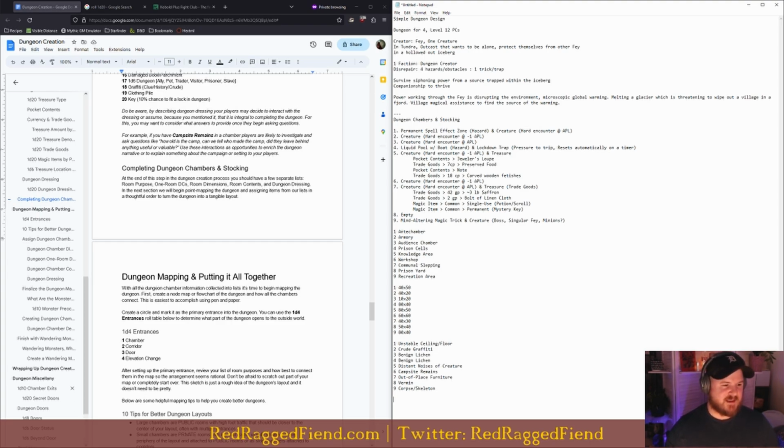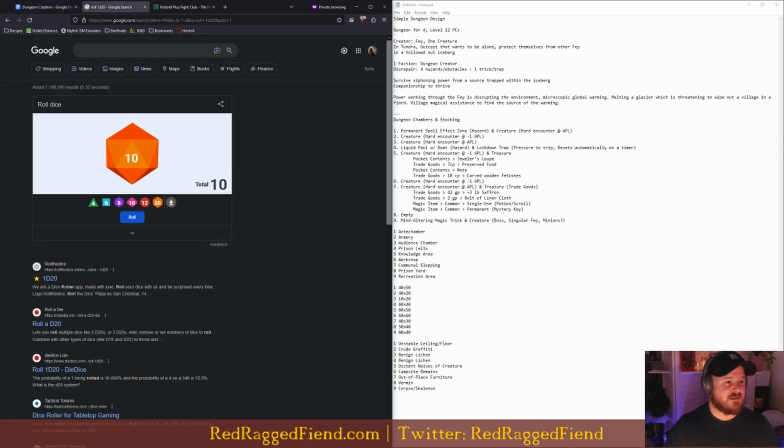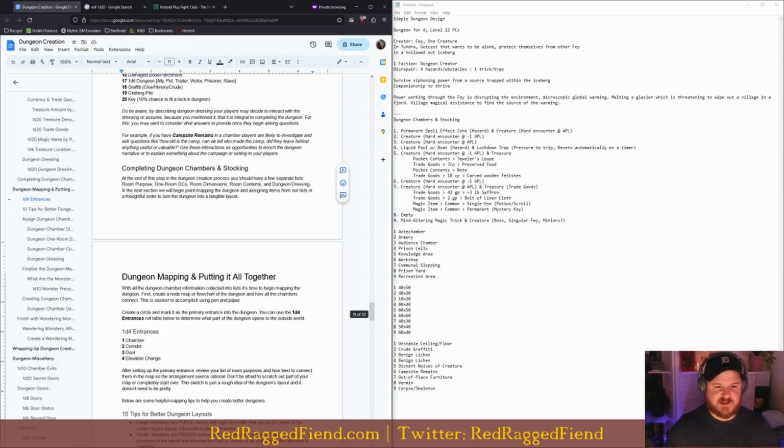So we have down here, it's a 1d4. Off the top of my head, I would assume an elevation change, as we're talking about a dungeon that's inside an iceberg. Well, let's see what it rolls up. 1. Okay, so the entrance is just a chamber. So it's some sort of ice building that's just in the side of the iceberg or whatever. So the entrance is a chamber.